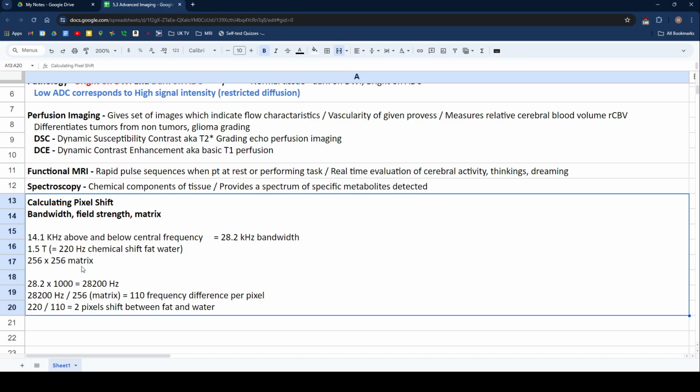And the matrix here. So you'll need to get the bandwidth in hertz, so times by 1000. Then what you need to do is divide this bandwidth by the matrix to give you 110 frequency difference per pixel, and then the chemical shift of 220 divided by this frequency difference per pixel gives a 2 pixel shift between fat and water.